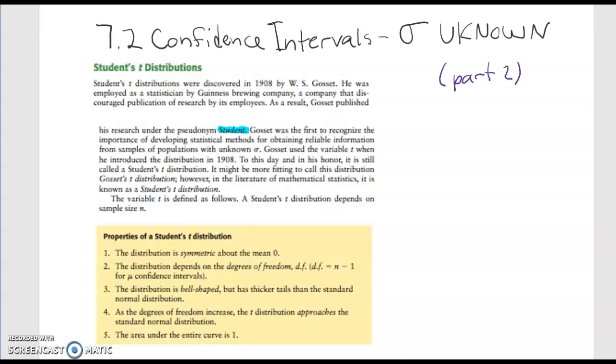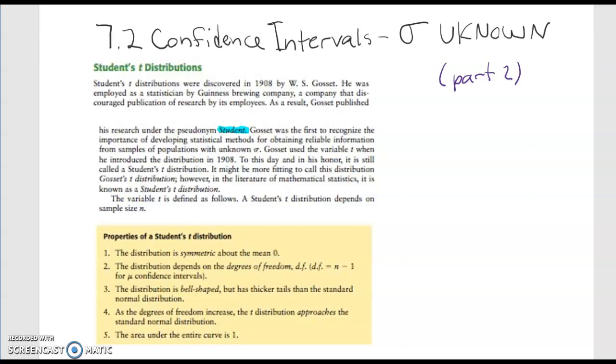He was the first to recognize the importance of developing statistical methods for obtaining reliable information from samples and populations with unknown sigma or population standard deviations. Gossett used the variable t when he introduced the distribution in 1908, so we still call it the student t-distribution. It might be more fitting to call it Gossett's t-distribution, but in the literature of mathematical statistics, it's still known as student t-distribution. So it was created by a guy who worked for Guinness Beer, something that most of us are familiar with. Here are some properties of it.